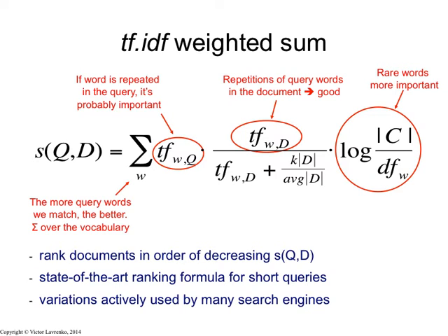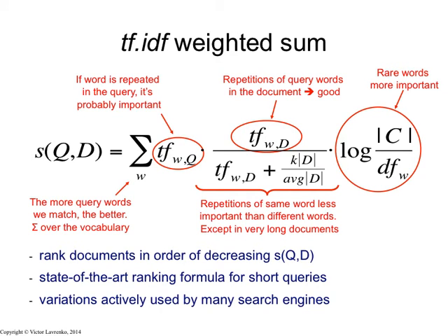So that says if the word occurs many times in the document, that's better than occurring once. But repetitions are less important if we have short documents, and repetitions are slightly more important if we have very long documents. So that's the squashing function. Right? So overall, this is called TF-IDF weighted sum. It's a form of a dot product where this is the weight on the query, this is the weight on the document, and this is basically an out-of-the-box, state-of-the-art ranking formula that you have for short queries.